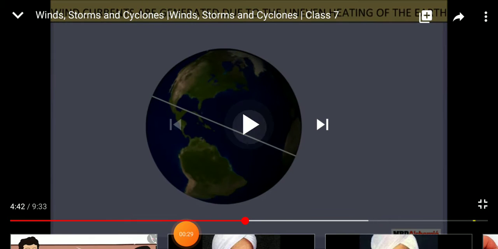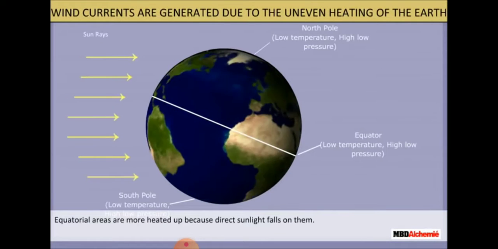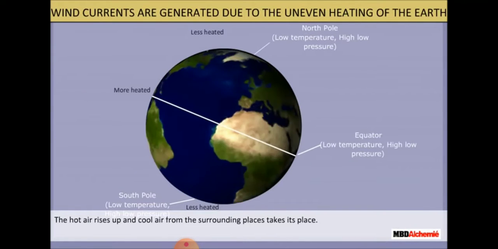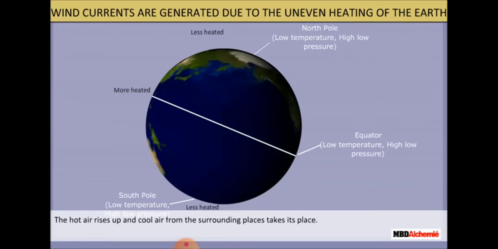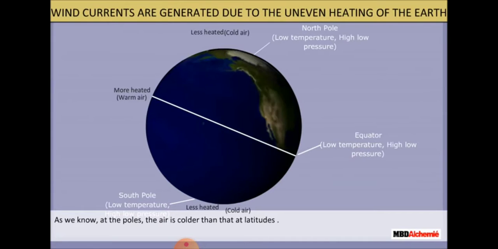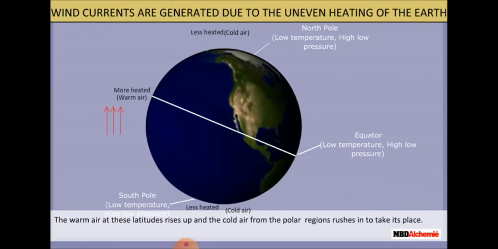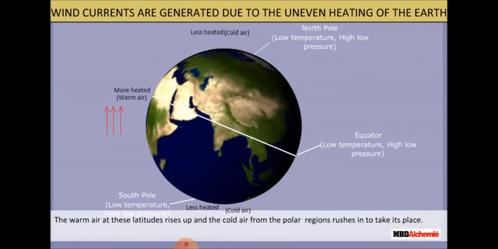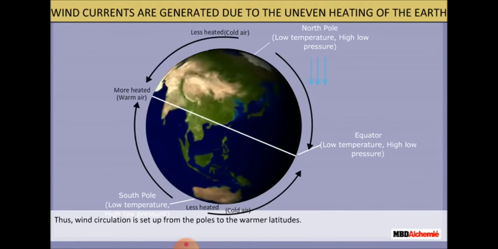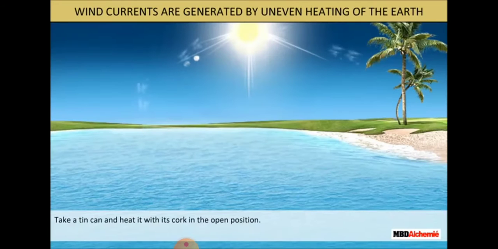Now in this animation you can see that equatorial areas are more heated up because direct sunlight falls on them, and the hot air rises up and cool air from the surrounding places takes its place, and this generates the wind current. As we know, at the poles air is colder than at the latitude, and the warm air at this latitude rises up and cold air from the polar region rushes to take its place. So here you can see that the wind circulation is set up from the poles to the warmer latitude.